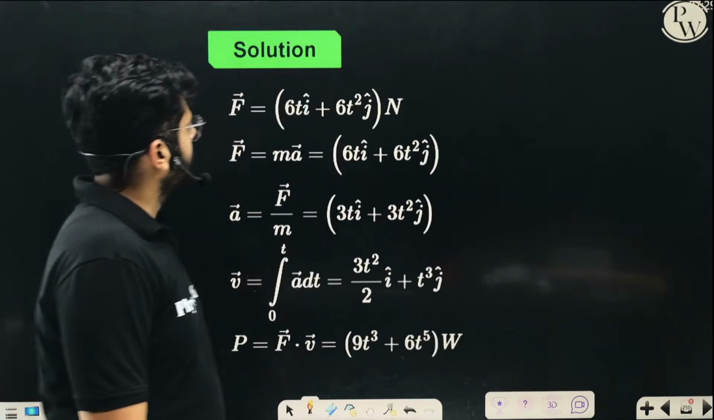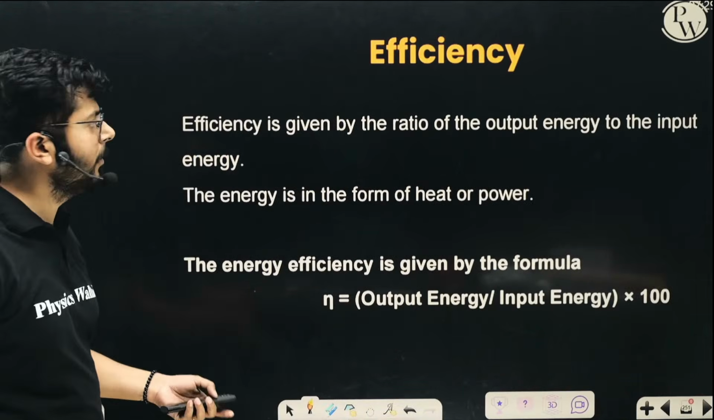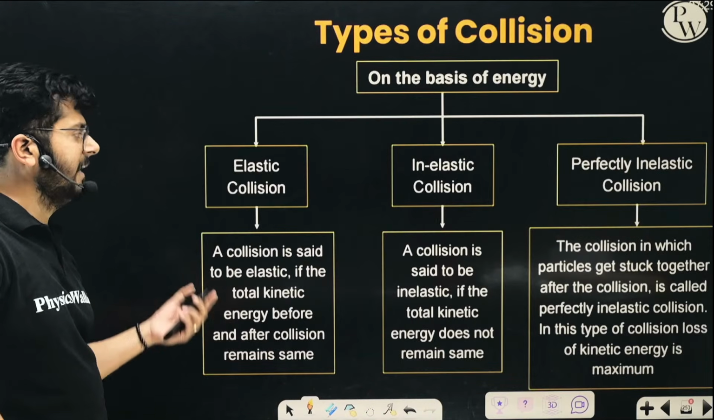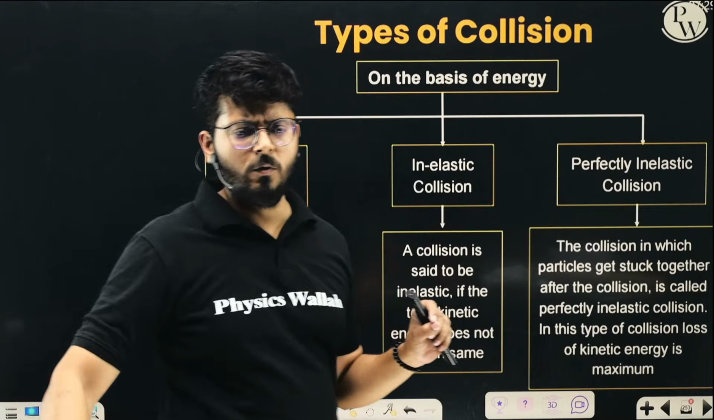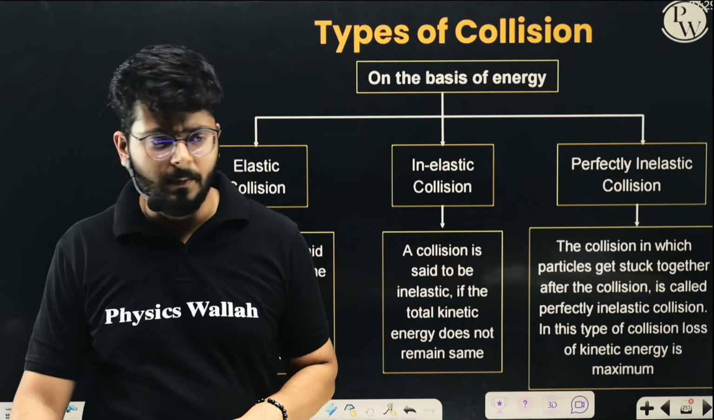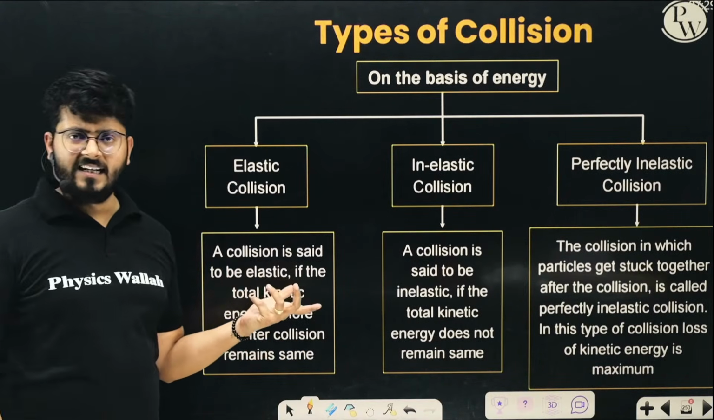All right. So now let's move on and talk about the next part. Efficiency. Efficiency is simply the output upon input, right? Okay, and collisions we have already discussed, but let us have a brief discussion about the collision as well, and then call it tata bye-bye. Okay. All right. So there are different types of collision that we can get, my dear kids.